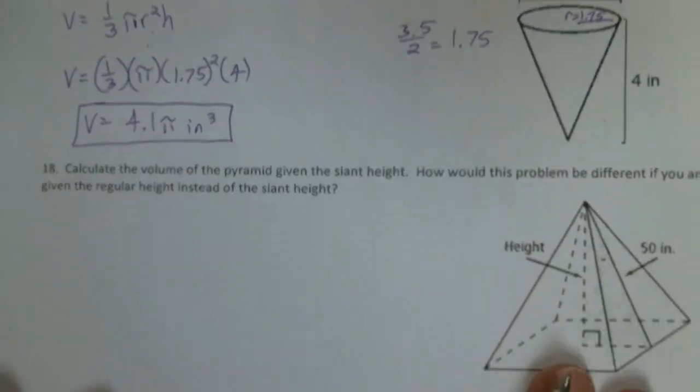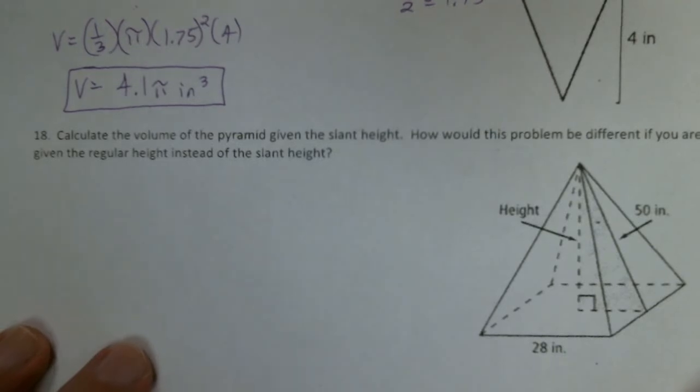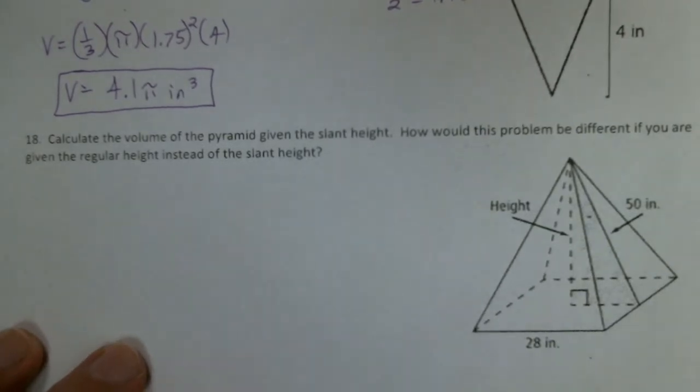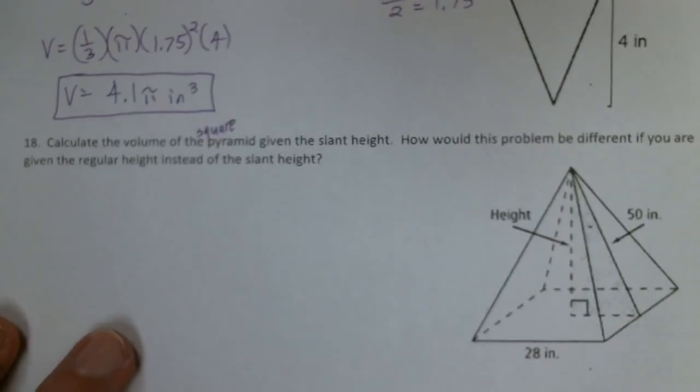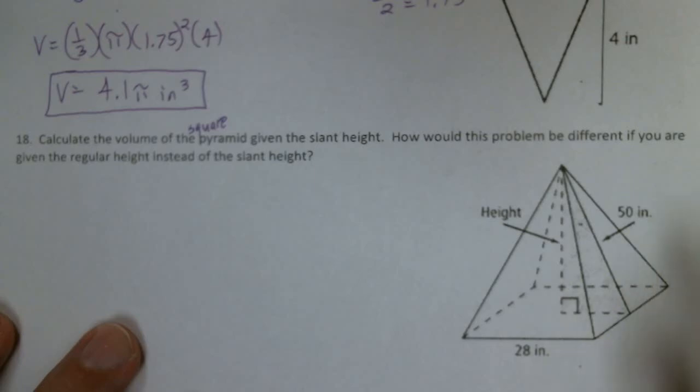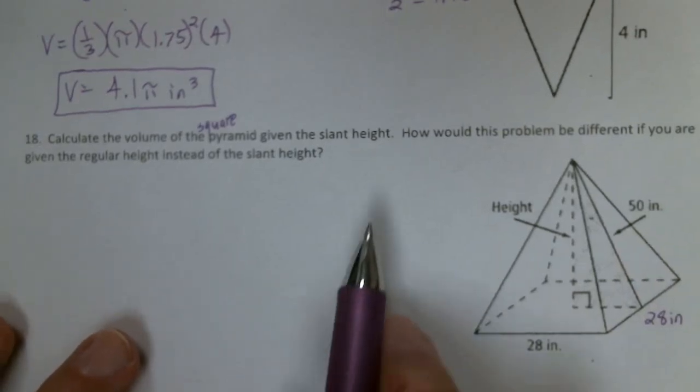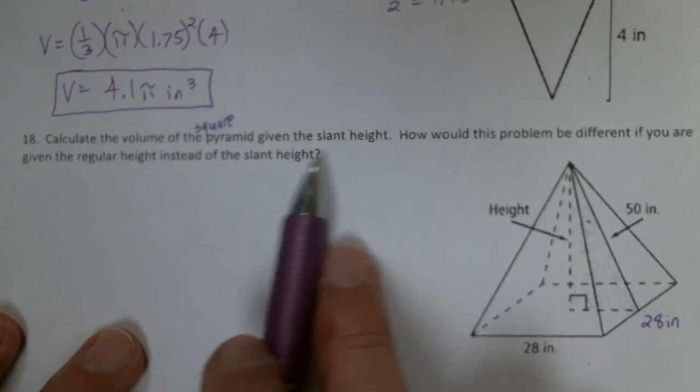Okay. And the last one here with the slant height on the pyramid, calculate the volume of the pyramid. This is actually a square pyramid. I meant to write that in there. The base is a square. That means if this length is 28, then this length over here is also 28. All right, and it says given the slant height.